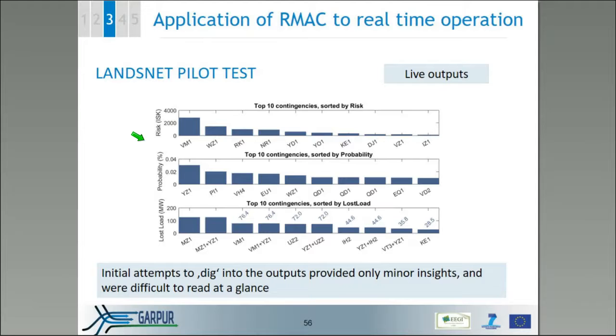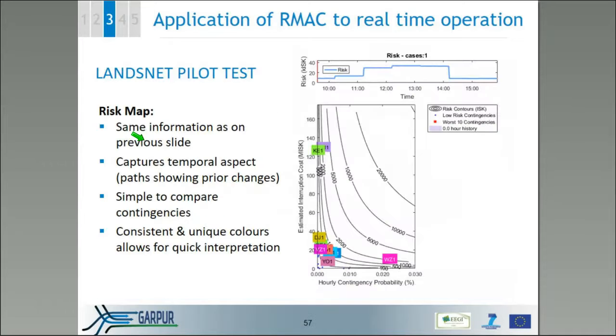So to try and resolve the difficulty in interpreting such a figure, we developed this type of figure. This is meant to be animated, but it's not. That's no problem. So we have contingency probability on the x-axis, and we have estimated interruption cost on the y-axis, and then risk contours, which is simply a multiplication of the two axes. And each of the top 10 contingencies is shown with an individual colored box.